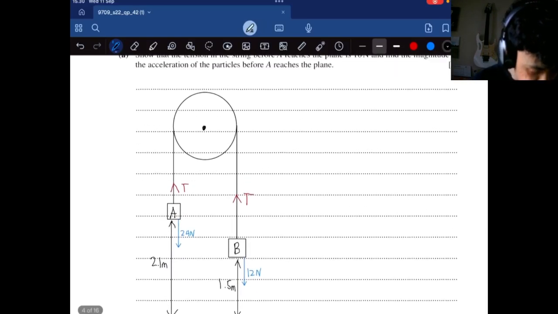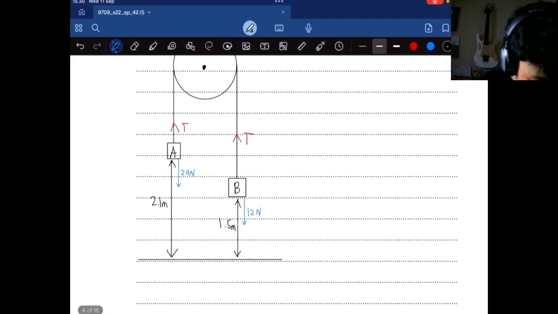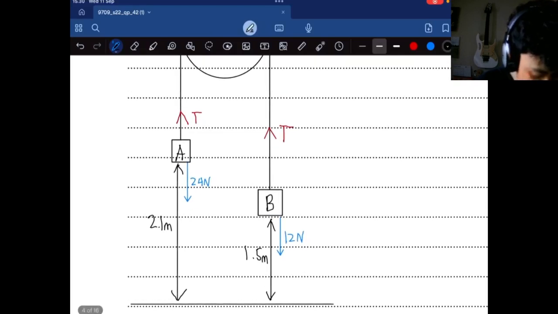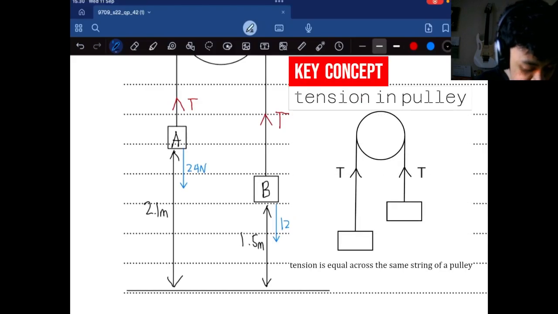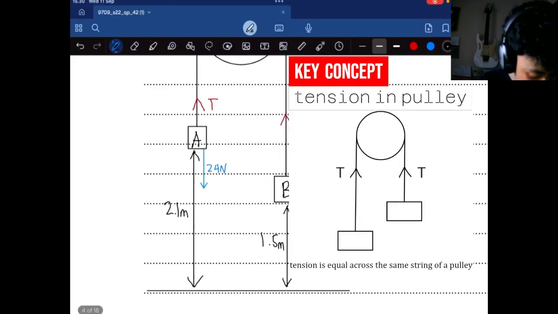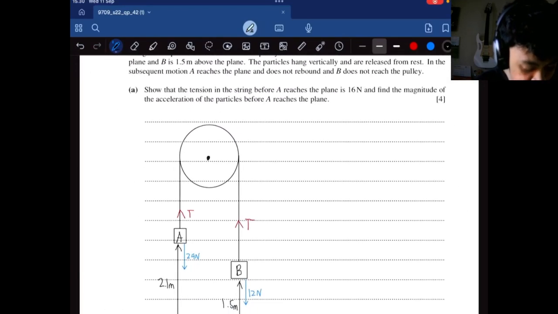So I drew this little diagram right here. We can see that particles A and B are attached to the string over a fixed smooth pulley. Because they're attached to the same string, the tension between them is equal. We also know that the weight of A is equal to 24 newtons because its mass is 2.4 kilograms. It also applies to B, whose weight is equal to 12 newtons. We also know that A is 2.1 meters above the plane and B is 1.5 meters above the plane. So how can we find the tension from this diagram?